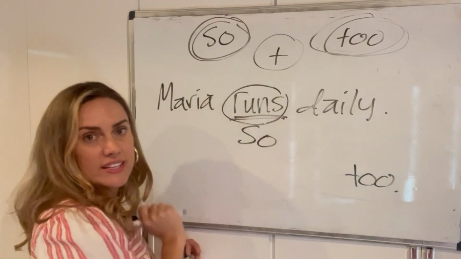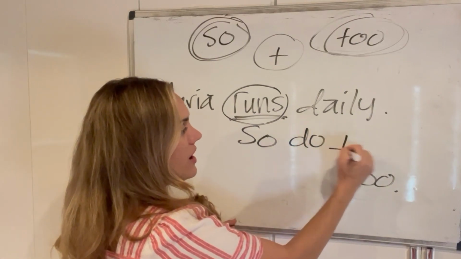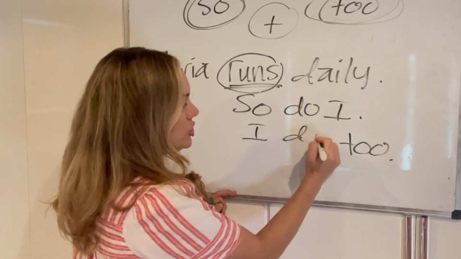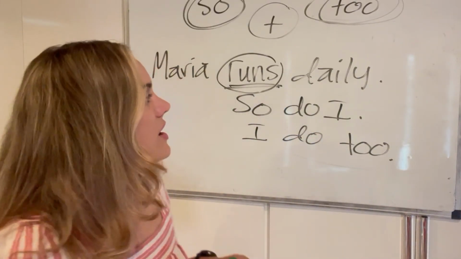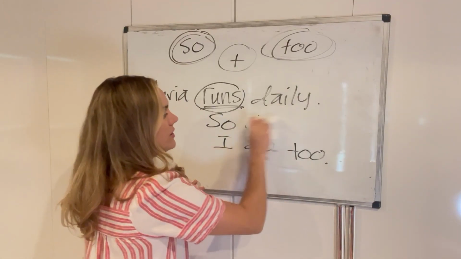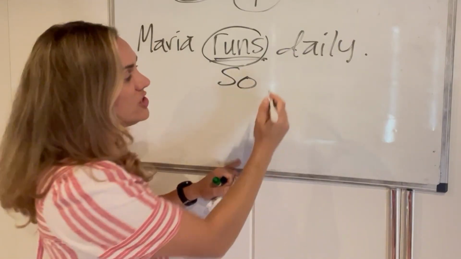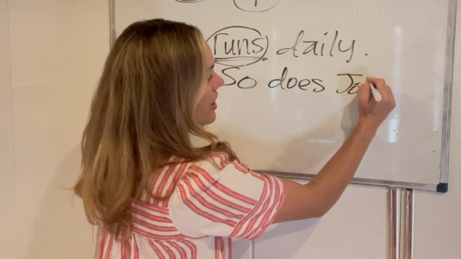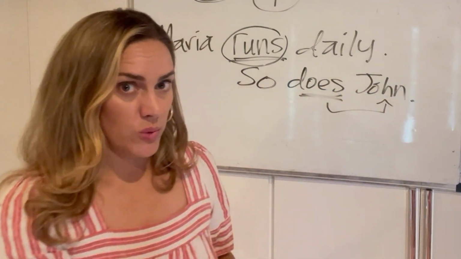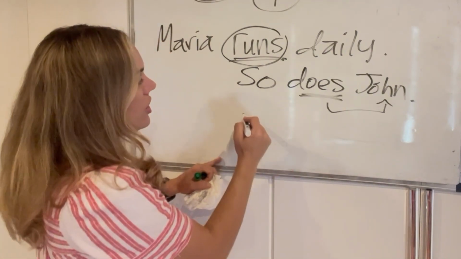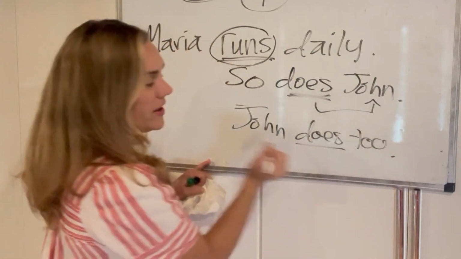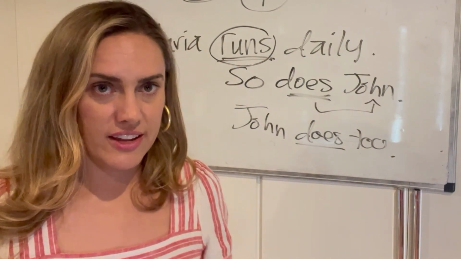So, Maria runs daily, so do I. Maria runs daily, I do too. Now, if we're saying, I don't do that, but John does. So Maria runs daily, so does John. Here, I'm using does to make sure that it agrees with John, third person singular. Or I can say John does too. Again, does, third person singular.